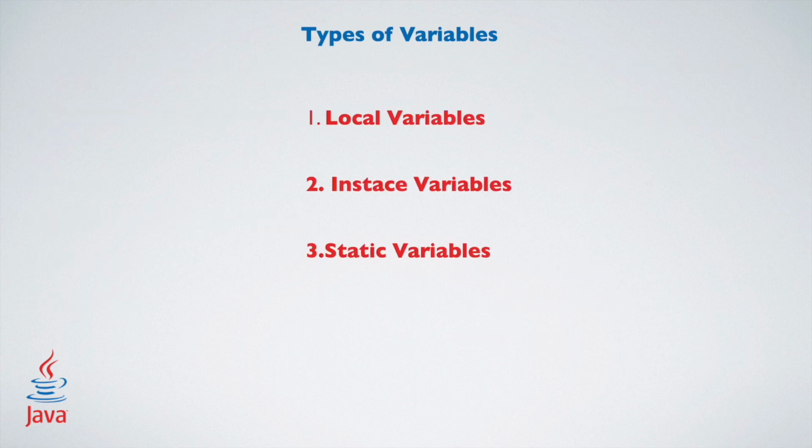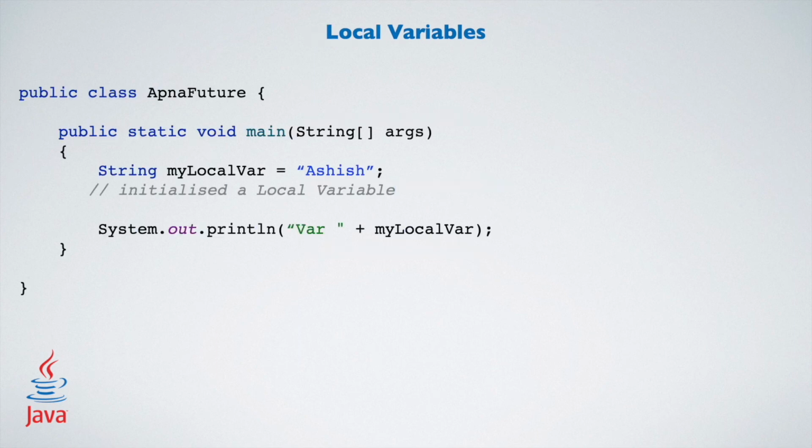Now variables are of three types in Java: local variables, instance variables, and static variables. Local variables. Here we have a class named ApnaFuture, inside which we have a main method, and then String myLocalVar = "Ashish" is written. Here myLocalVar is the variable name, String is the data type, and Ashish is its value. So with the help of this line we are initializing a local variable. Now System.out.println, with the help of this line we are printing our local variable.